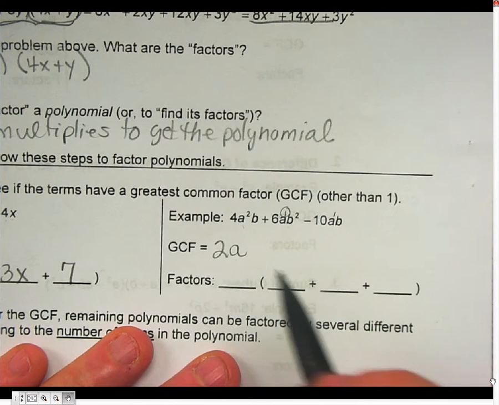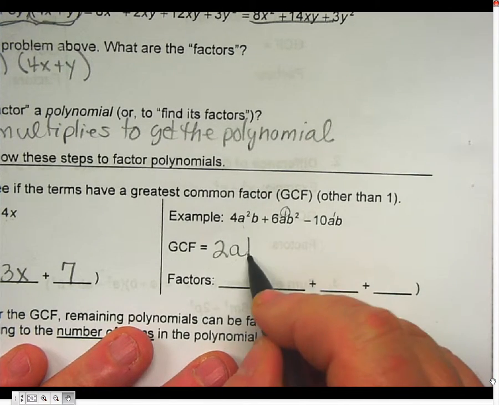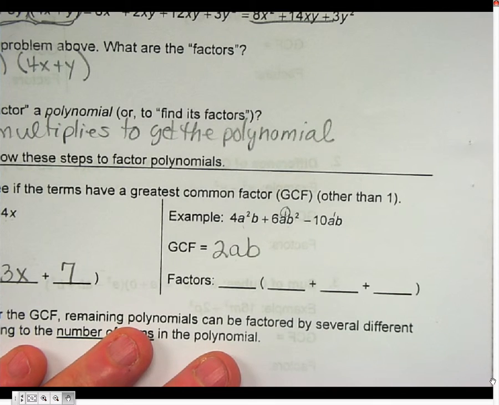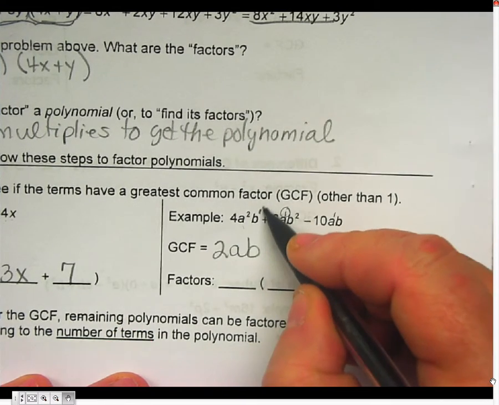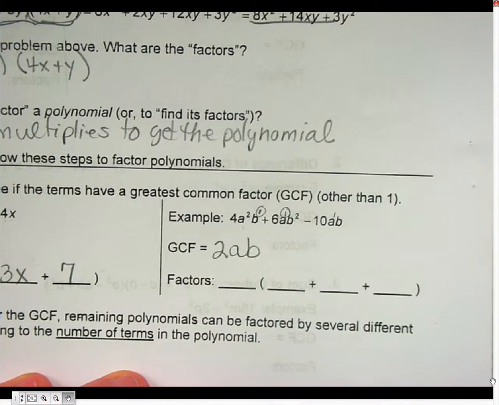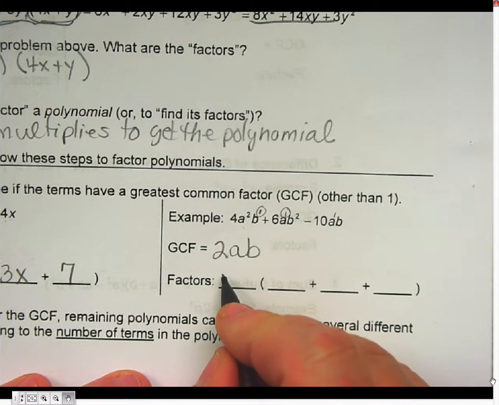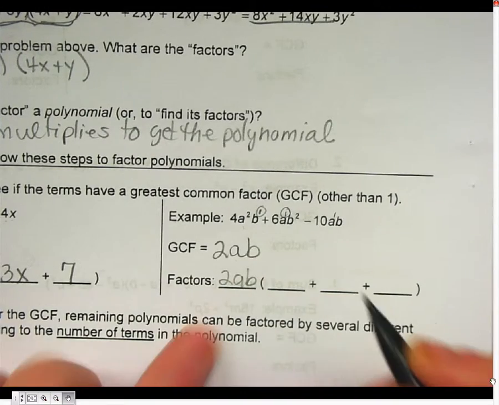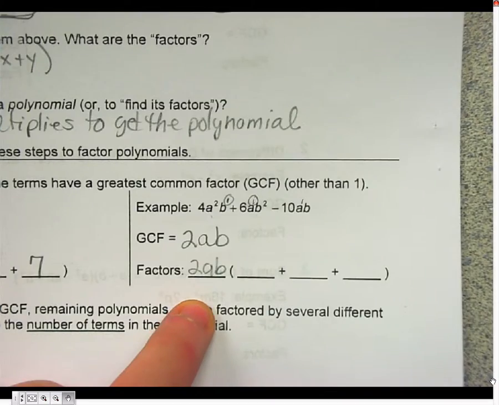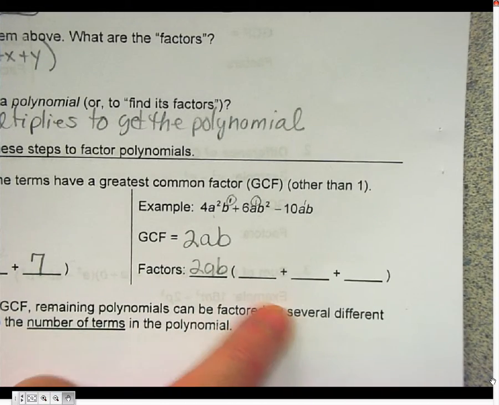Okay. What about b? Is there a b in all of them? Do we need b or b squared? b. Okay, because that would be the least or the smallest exponent. It would be b to the 1. Okay. So we have 2ab, and that's our outside factor. That's what we would distribute to get this up here.